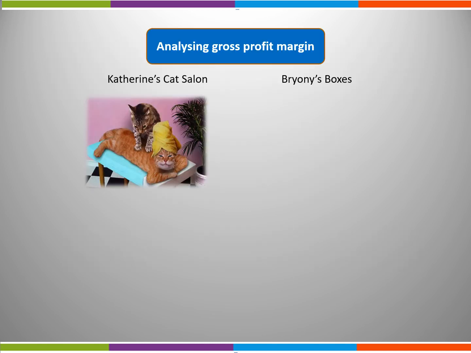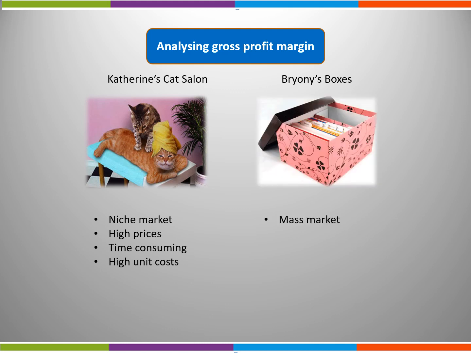Here we compare two businesses. Catherine's Cat Salon is a niche market business. It charges high prices to customers who want to pamper their cats. Shampooing and grooming the cats is time consuming and uses very expensive raw materials such as high quality cat friendly shampoo. Bryony's Boxes operates in the mass market, charging low prices to consumers for pre-packed boxes for home storage. Her raw materials are low cost and mass produced. She sells her boxes at a low price, but in high numbers.